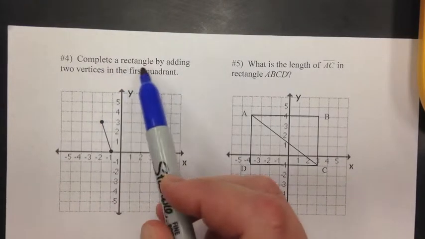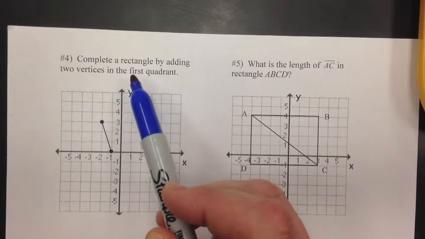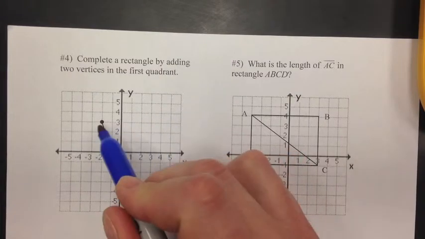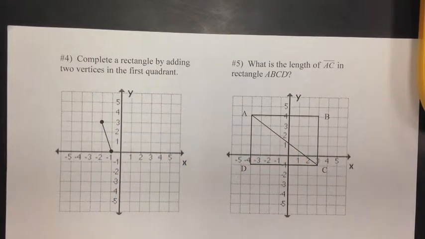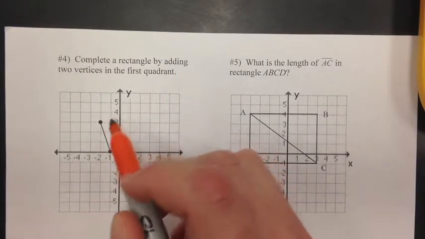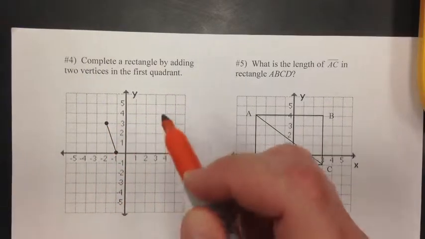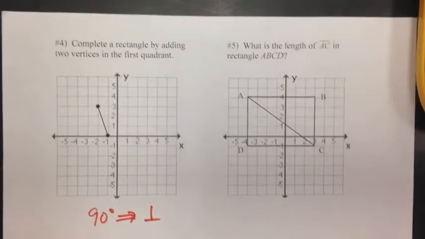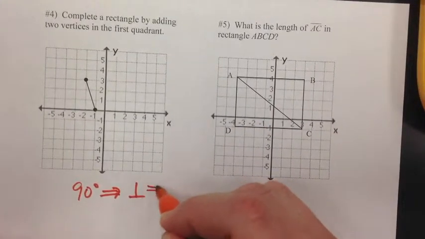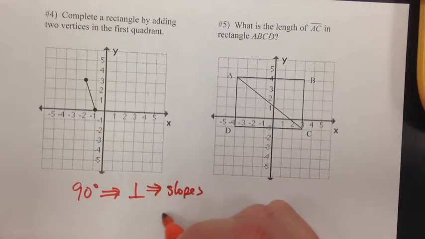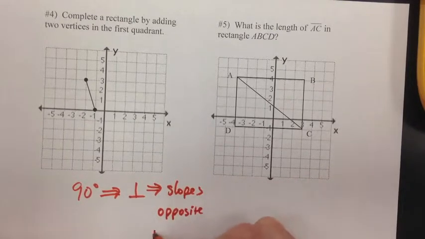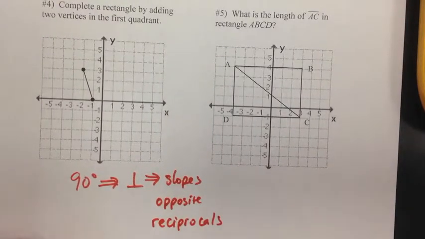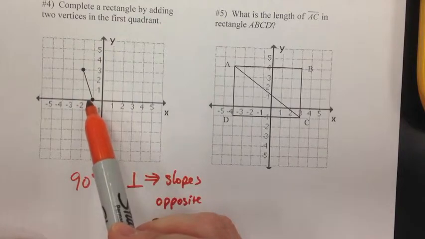Let's see, complete a rectangle by adding 2 vertices in the first quadrant. So let's see, they give us 2 points. We need 2 more points, so when we draw this thing, we get a rectangle. Now to do this, you know a rectangle has right angles. Well, right angles, 90 degrees, means we would have perpendicular. Perpendicular means the slopes are opposite reciprocals.